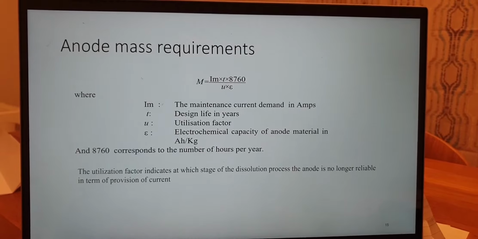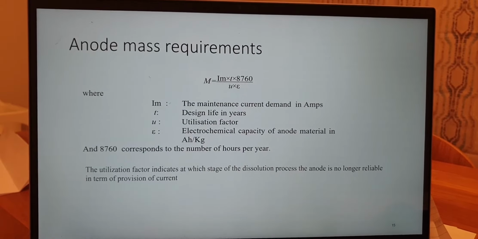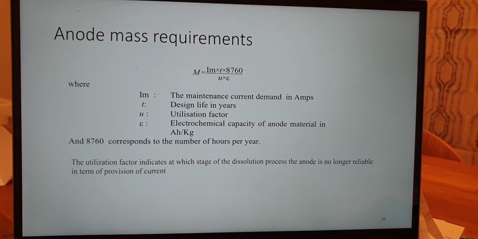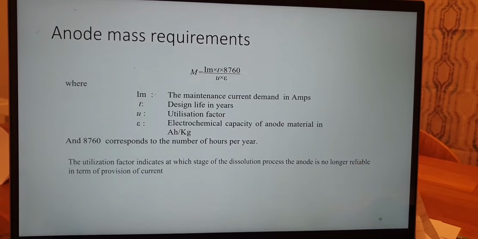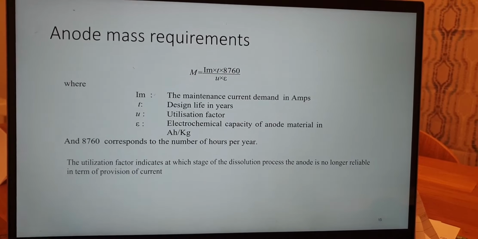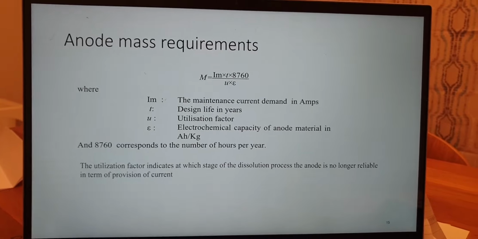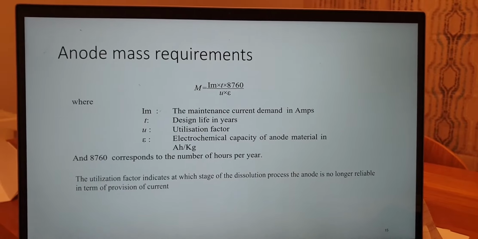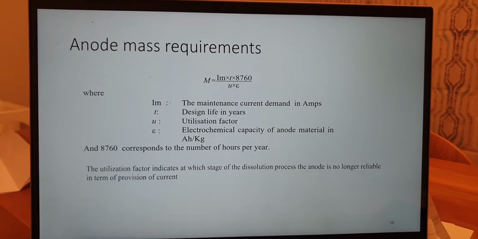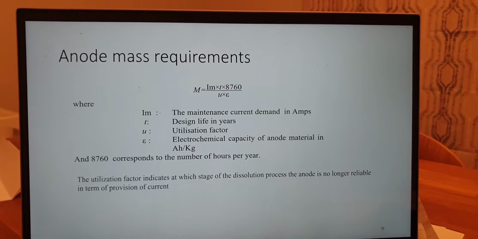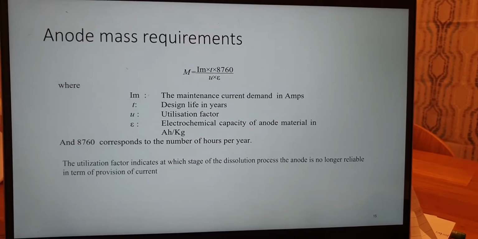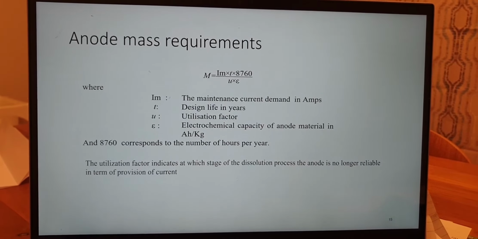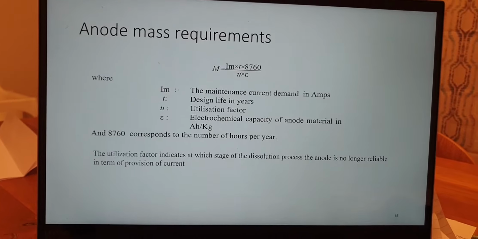The 8760 corresponds to the number of hours per year. The utilization factor indicates at which stage of the dissolution process the anode is no longer reliable in terms of provision of current. When we put the anode in solution, it starts delivering as desired, but as the anode is getting consumed, it's losing mass and size, and eventually it's not reaching the current that is desired to protect. That's what the utilization factor indicates.